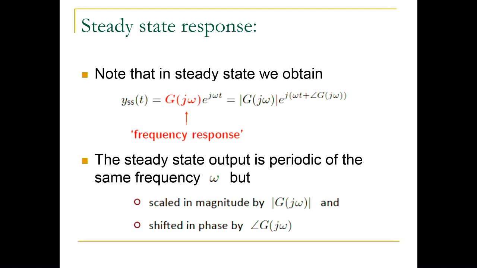You find the magnitude of that complex number, and that gives you this term. And how do I get the phase? Again, we have formulas for the phase of a complex number. G evaluated at J omega is just a complex number, so you need to represent this complex number using phase and gain, and you immediately get the gain of the system and the phase of the system at that frequency. So as we said, the steady state output is periodic of the same frequency omega, but scaled in magnitude by this and shifted in phase by this. And these are the formulas for calculating that gain and phase.